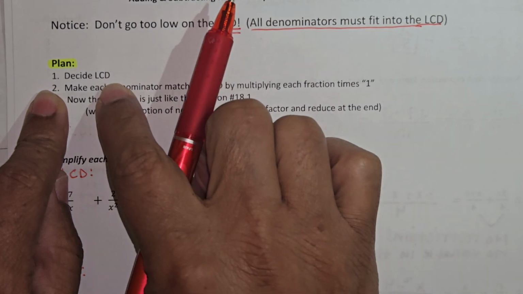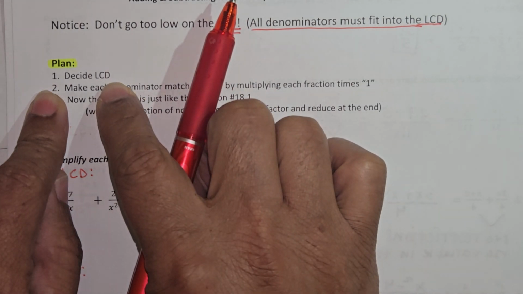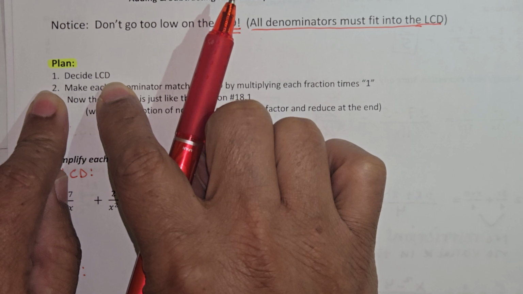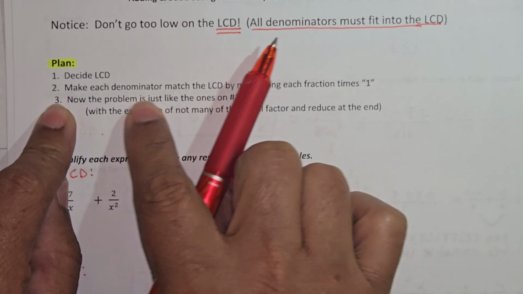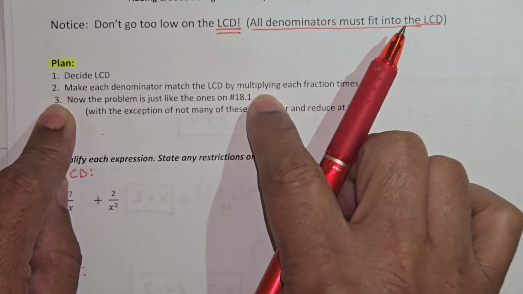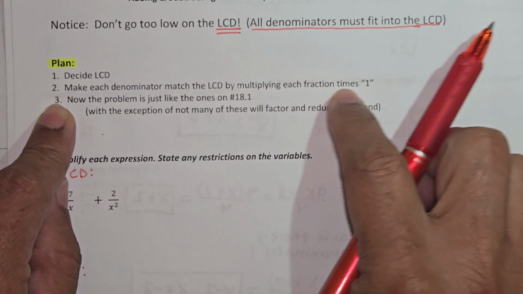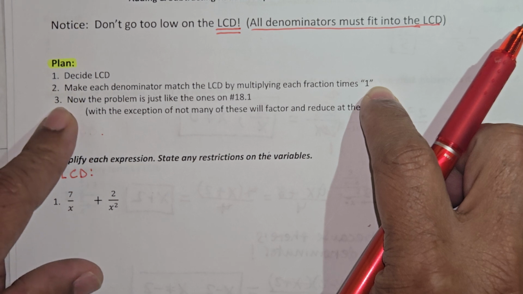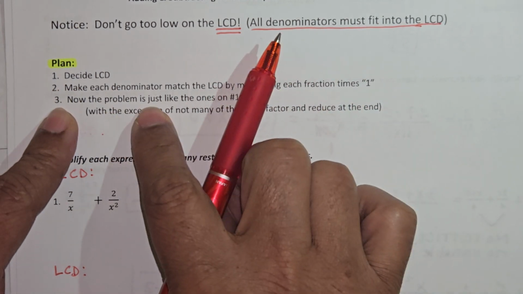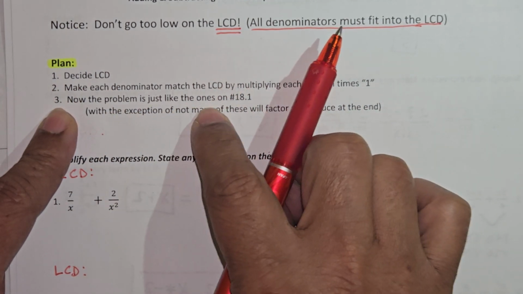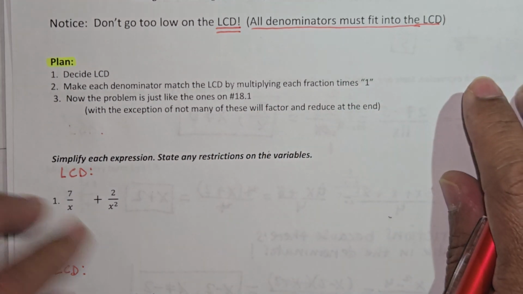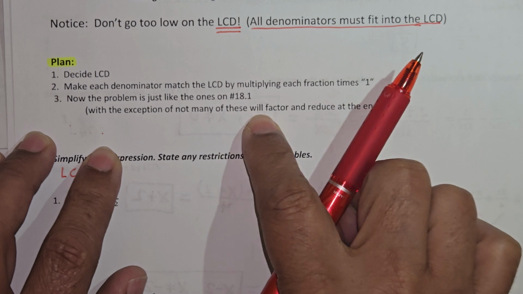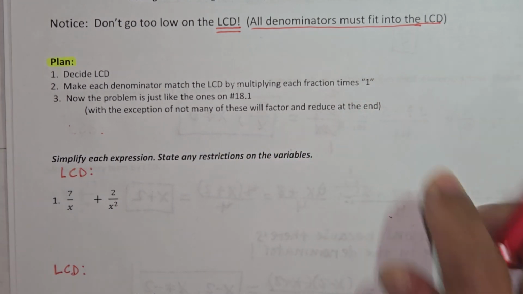Number one, decide the LCD ahead of time, before you start doing anything with the problem or try to add or subtract the rational expressions. Step number two, make each denominator match the LCD by multiplying each fraction times 1 and whatever that needs to be. And then step number three, now the problem is just like the ones on the previous lesson in this packet, with the exception that not many of these will factor and reduce at the end.